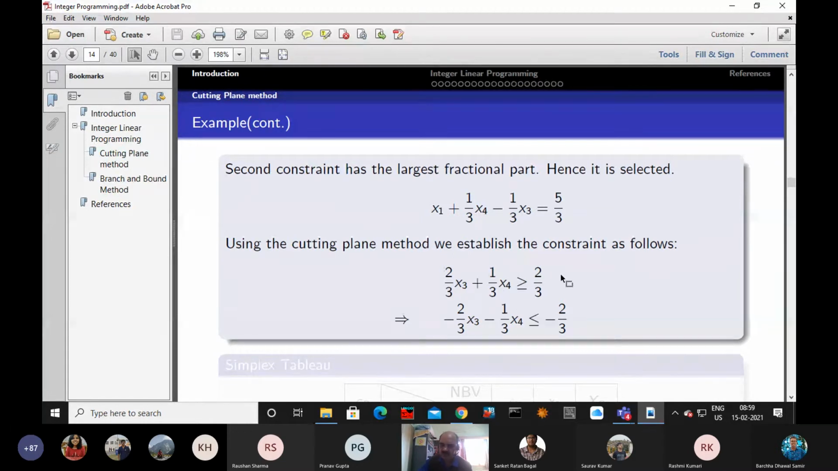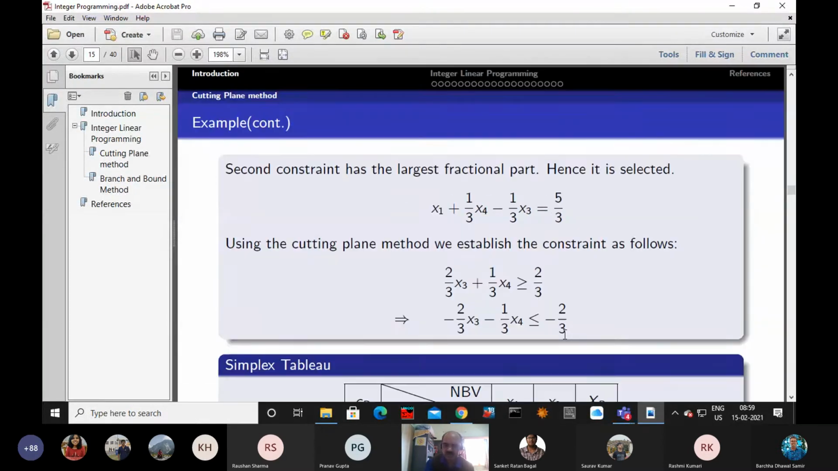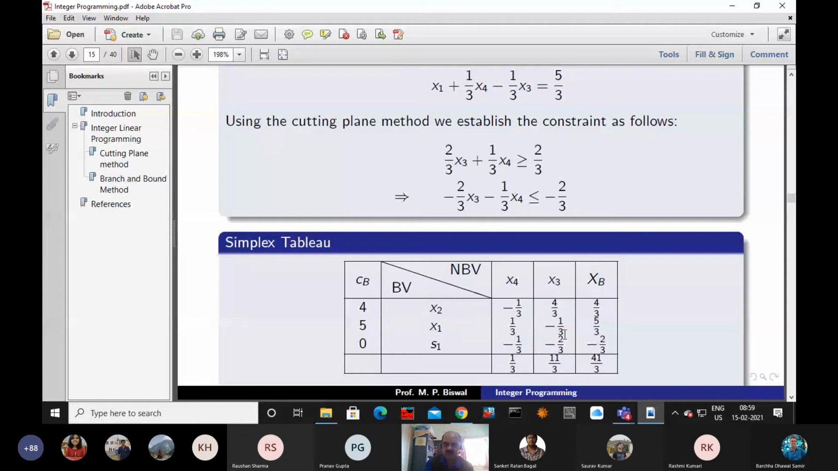Now multiply by the minus sign. If you multiply by minus sign, minus 2/3 x3 minus 1/3 x4 is less than or equal to minus 2/3, and you include the slack variable. Let us say S1 is the slack variable we are using. So we write minus 2/3 into x3 minus 1/3 into x4 plus S1 equal to minus 2/3.